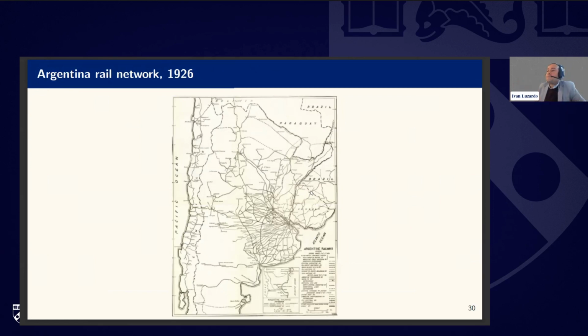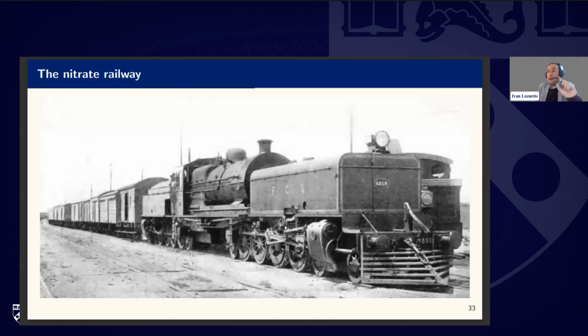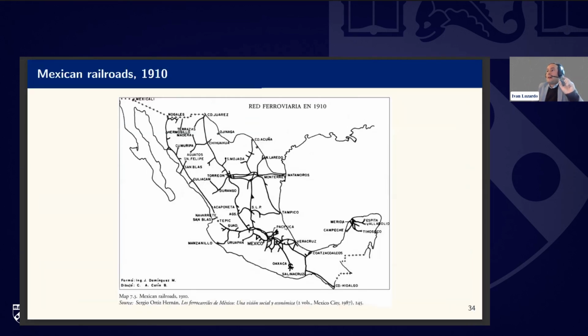We have a good example here. This is the Argentina rail network in the early 20th century. What we can see here is that essentially Buenos Aires, the capital city, is well connected with the rest of the country. So we have a consolidated, large rail network. Of course, Argentina is the best known case, but that expansion of railroads was not limited to Argentina. We also have an expansion of the railway in the case of Chile, and also in the case of Mexico.